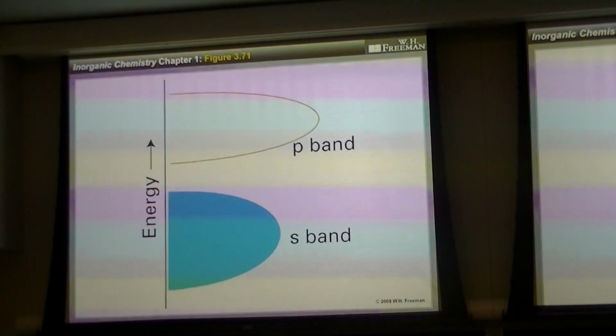Another definition: this band that is completely full is called the valence band, and this band that is empty is called the conduction band. So you basically promote electrons from the valence band to the conduction band.